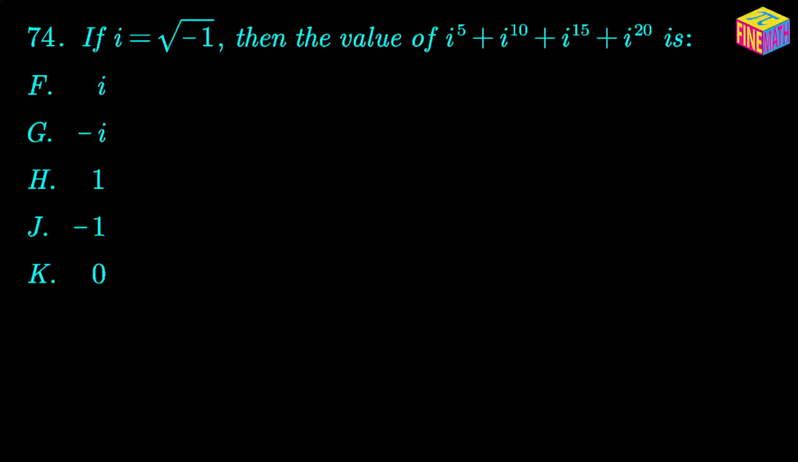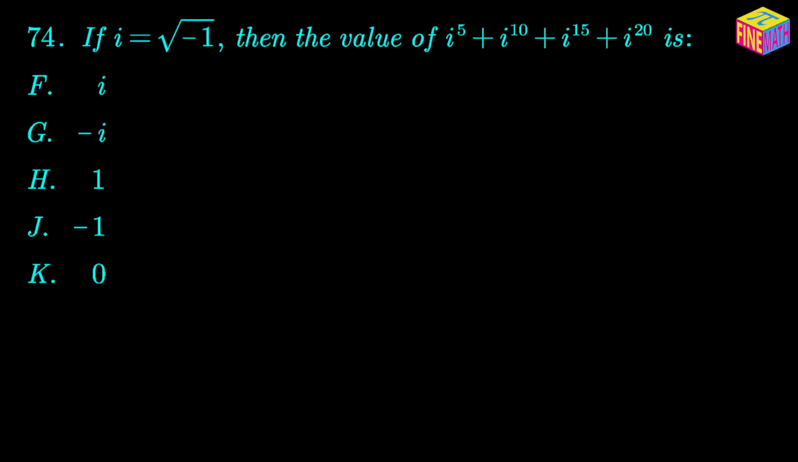So let's get started. Here the question says that if i, which actually stands for iota, is equal to square root of -1, then the value of i to the power 5 plus i to the power 10 plus i to the power 15 plus i to the power 20 is which one of the below ones? So we have to find out the value of this expression.